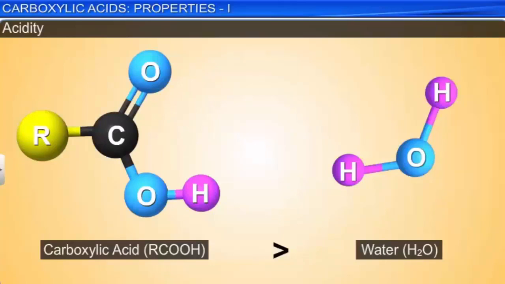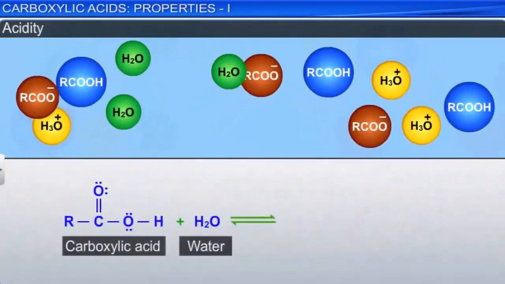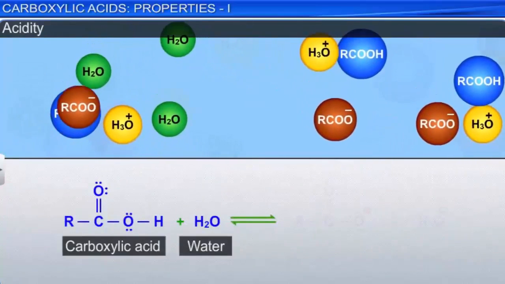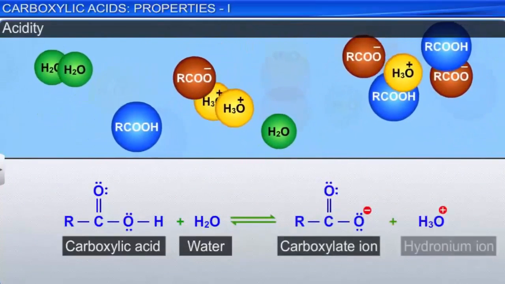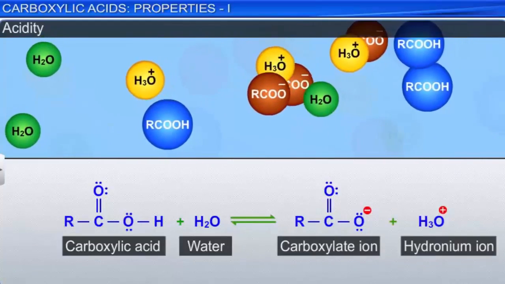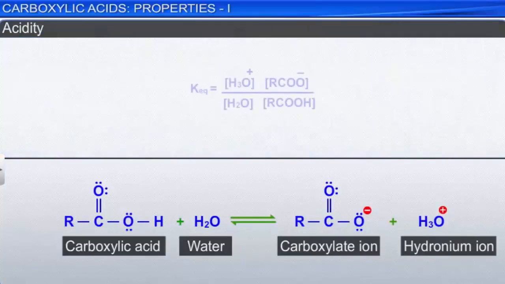Carboxylic acids are much stronger acids than water. In an aqueous solution, a carboxylic acid exists in equilibrium with the carboxylate anion and the hydronium ion, as shown in the equation here. As for any equilibrium, the concentrations of the components are related by the expression Keq is equal to the product of the concentrations of RCOO- and H3O+, divided by the product of the concentrations of H2O and RCOOH.